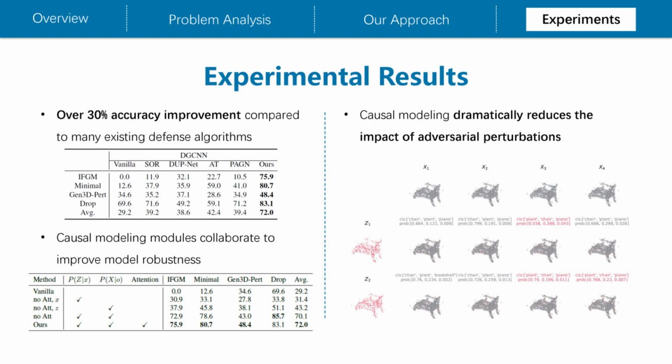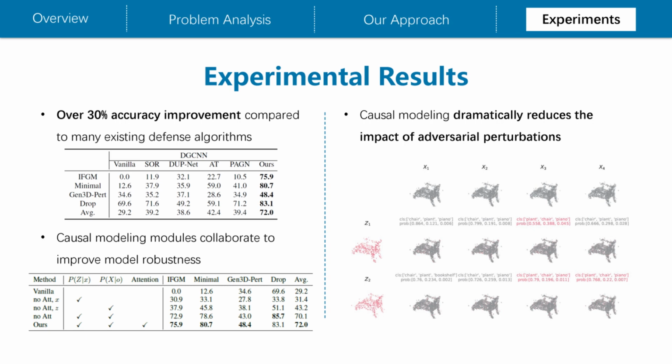In ablation study, we also show that causal modeling modules collaborate with each other to improve the overall model robustness. In the right side plot, we further show how the Monte Carlo sampling works in our causal modeling implementation. It can be seen that causal modeling dramatically reduces the impact of adversarial perturbation.